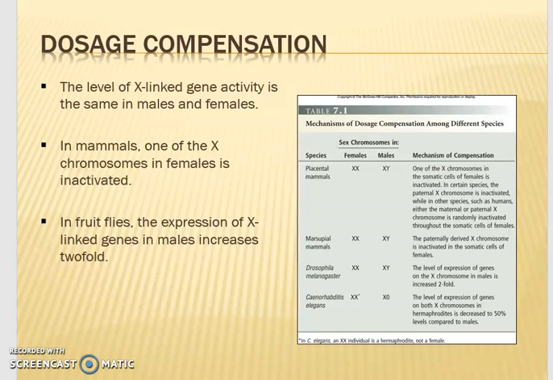Okay, so looking further into dosage compensation, the level of X-linked gene activity is the same in males and females, so we know that there are equal numbers. One of the X chromosomes in females is inactivated, and in fruit flies, the expression of X-linked genes in males increases twofold.